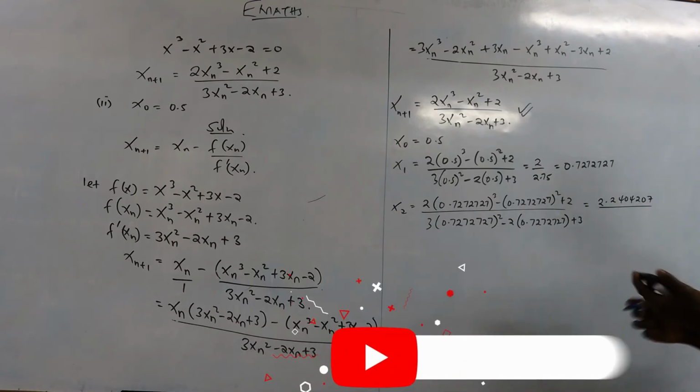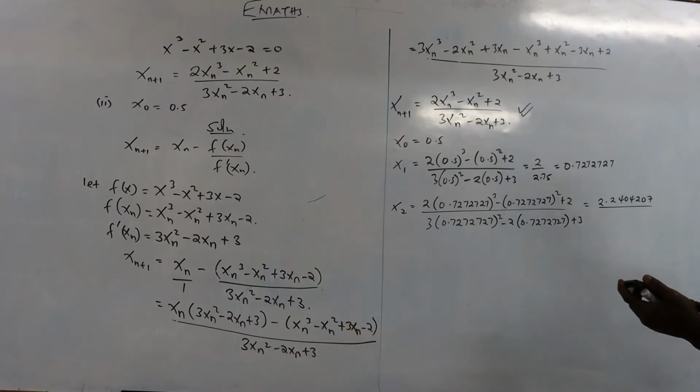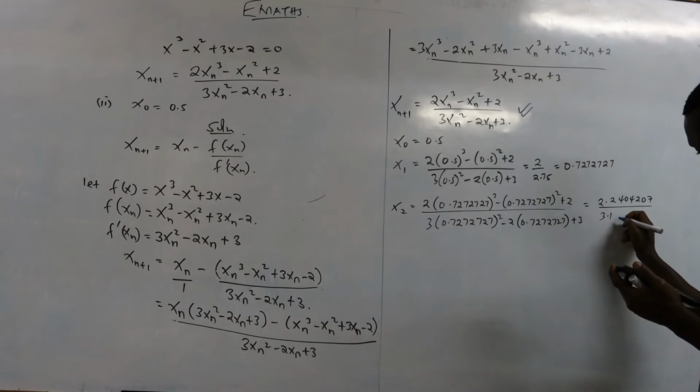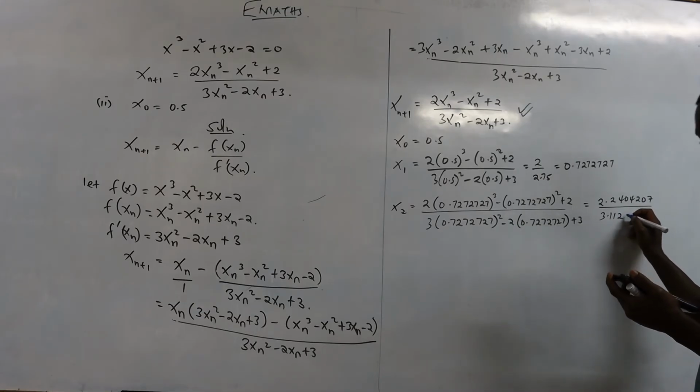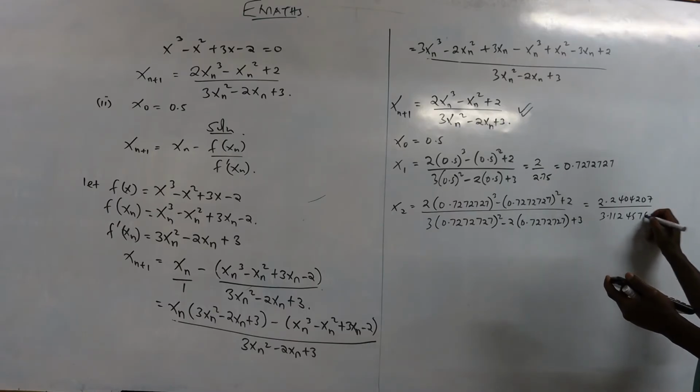Then all over. So the denominator is 3 into bracket 0.7272727 into bracket squared minus 2 into bracket 0.7272727 into bracket plus 3. That gives us 3.112457. Then you have 6.